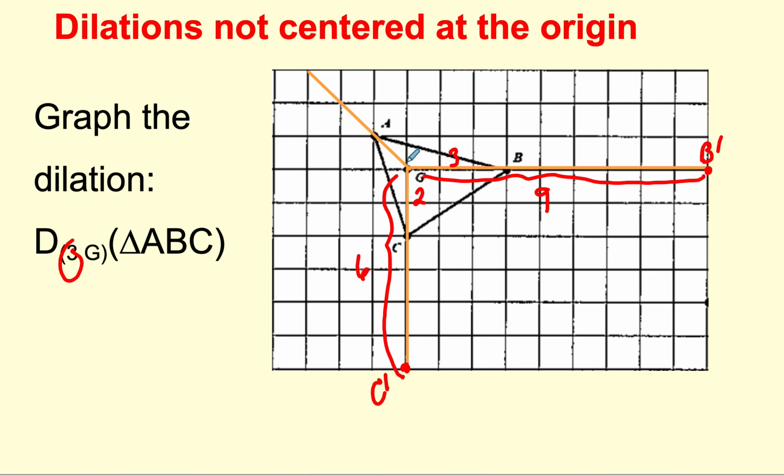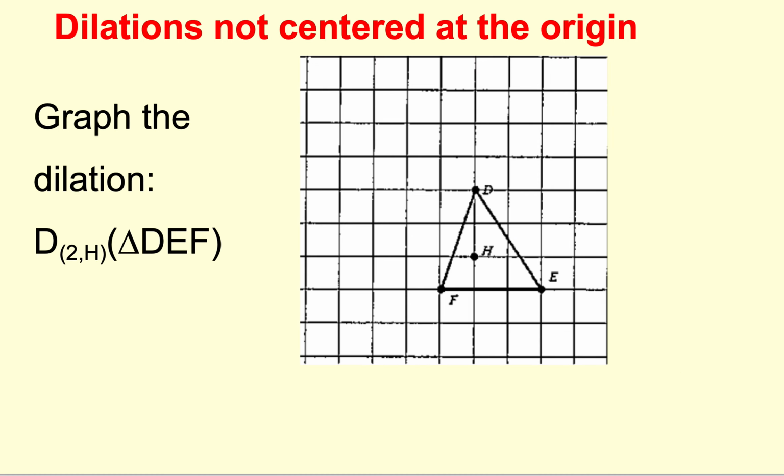Now let's take a look at A. A is going up 1 over 1. If we want to do 3 times as much, we'll go up 3 and over 3. So A prime will be located right here. Now we have the 3 points, and we can actually draw the triangle. And notice how big the triangle is going to get. It's going to be 3 times bigger. All the angles will remain the same, but the sides will get bigger. Let's take a look at this situation.